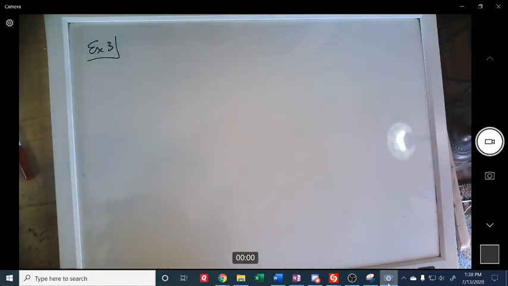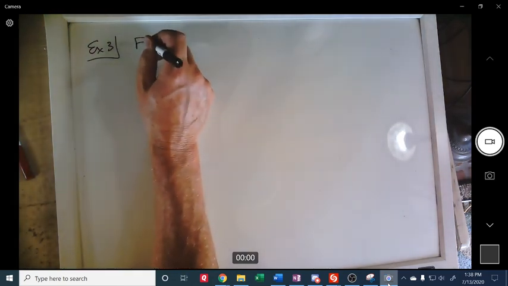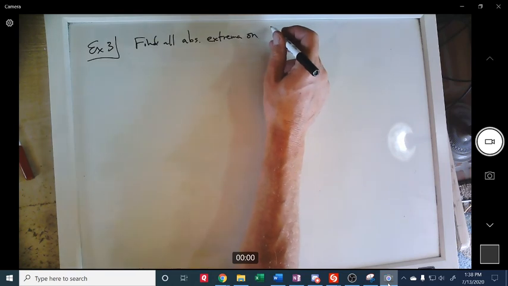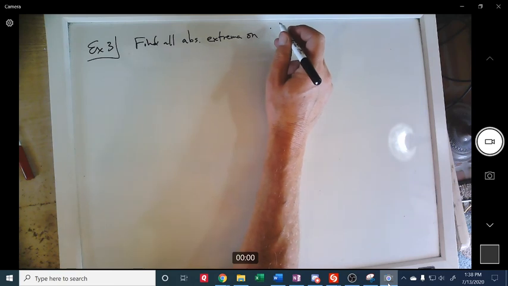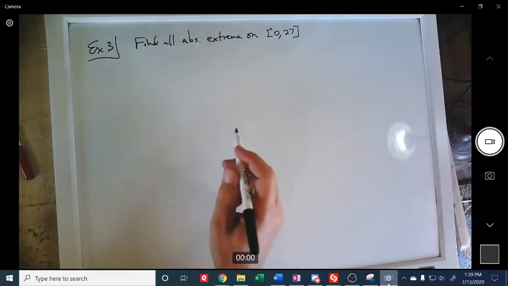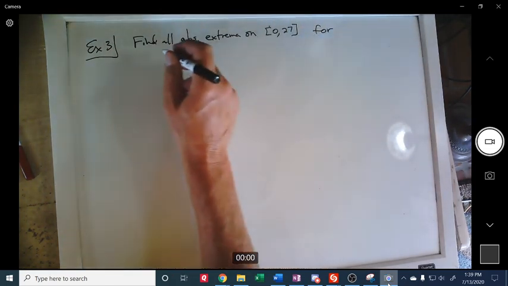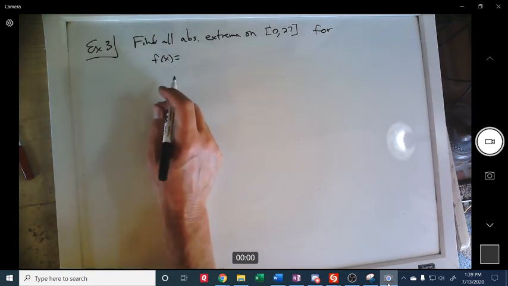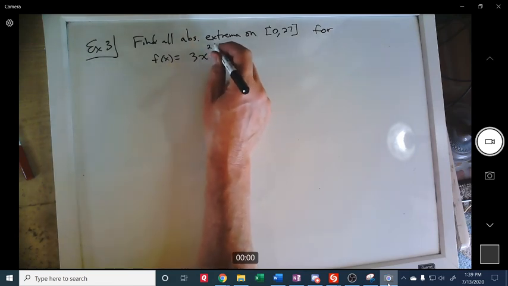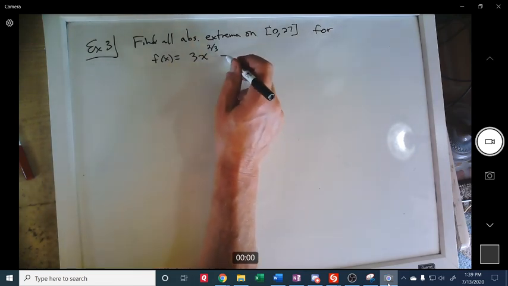Example 3. Find all absolute extrema on the interval 0 to 27 for the function f of x is equal to 3x to the 2/3 minus x.